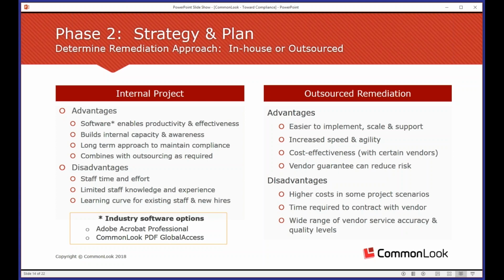Outsourcing, especially to a reputable contractor or vendor, can make life a lot easier for you, can make the remediation process go a whole lot faster, and if the vendor guarantees and stands behind their work, then this can help to mitigate your legal risk. However, outsourcing could be expensive, requires time, depending on your procurement requirements, this could be a lot of time, and you really want to be careful about who you hire. A lot of contractors or vendors claim to be able to make PDFs accessible, but then in reality, they fall short of the mark. Of course, you're going to do your due diligence.